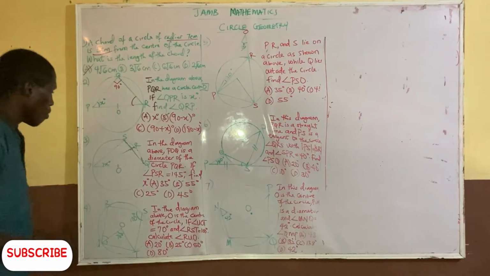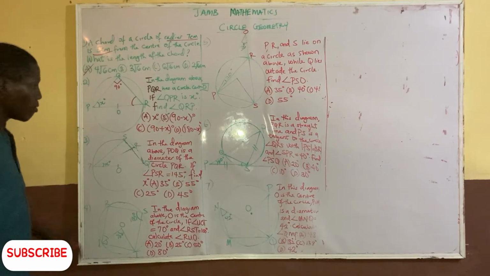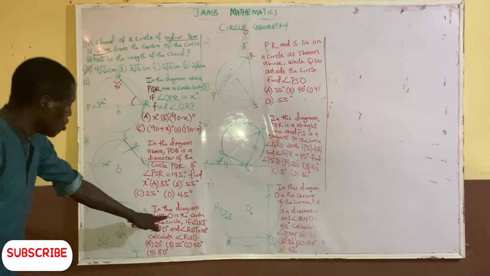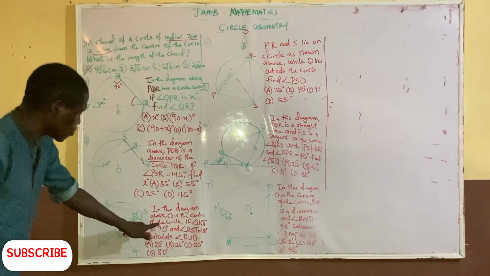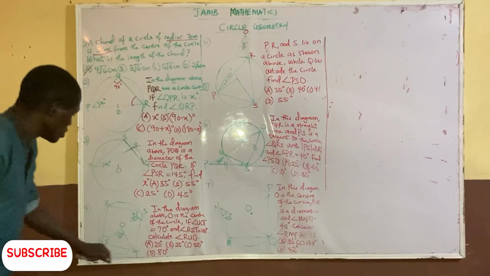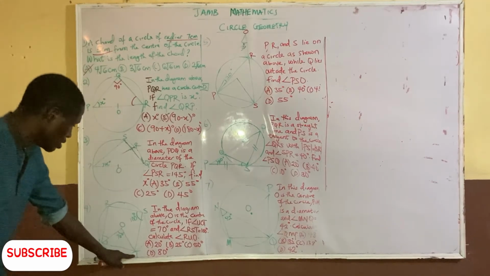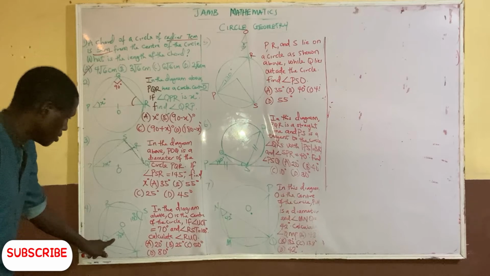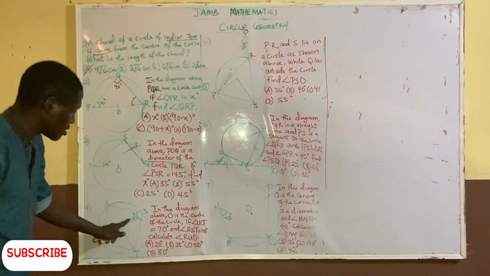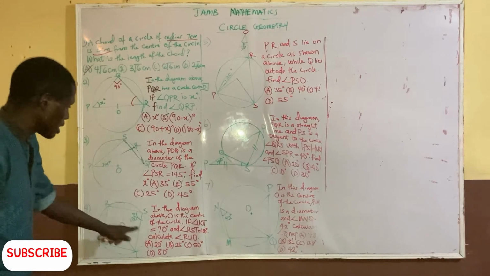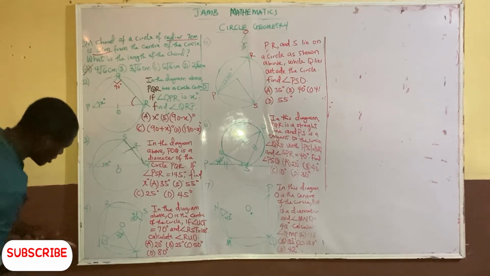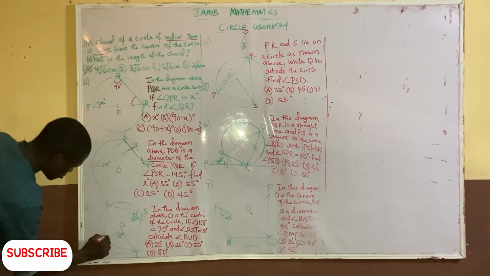Now number 4. The question says that in the diagram above, O is the center of the circle. If angle UOT is 70 degrees and angle RST is 100 degrees, as you can see, we have to calculate angle RUO. We have to calculate this angle.